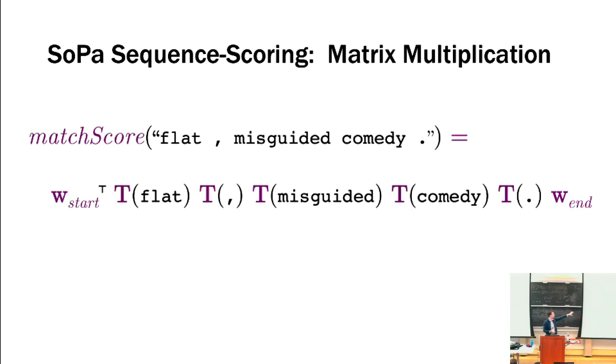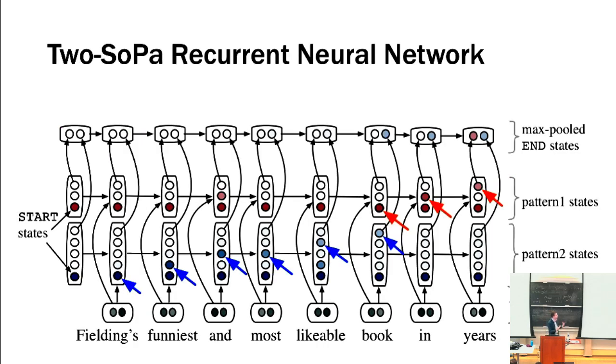We add in maybe a start vector and an end vector to cap things off at each side, and maybe you add a little bit of a multi-layer perceptron or something at the end. But this is essentially a one-pattern SoPa neural network. That's all it is. What we actually do in practice is run multiple patterns, right? You're never going to build a full sentiment classifier with just one pattern. You need more of them.